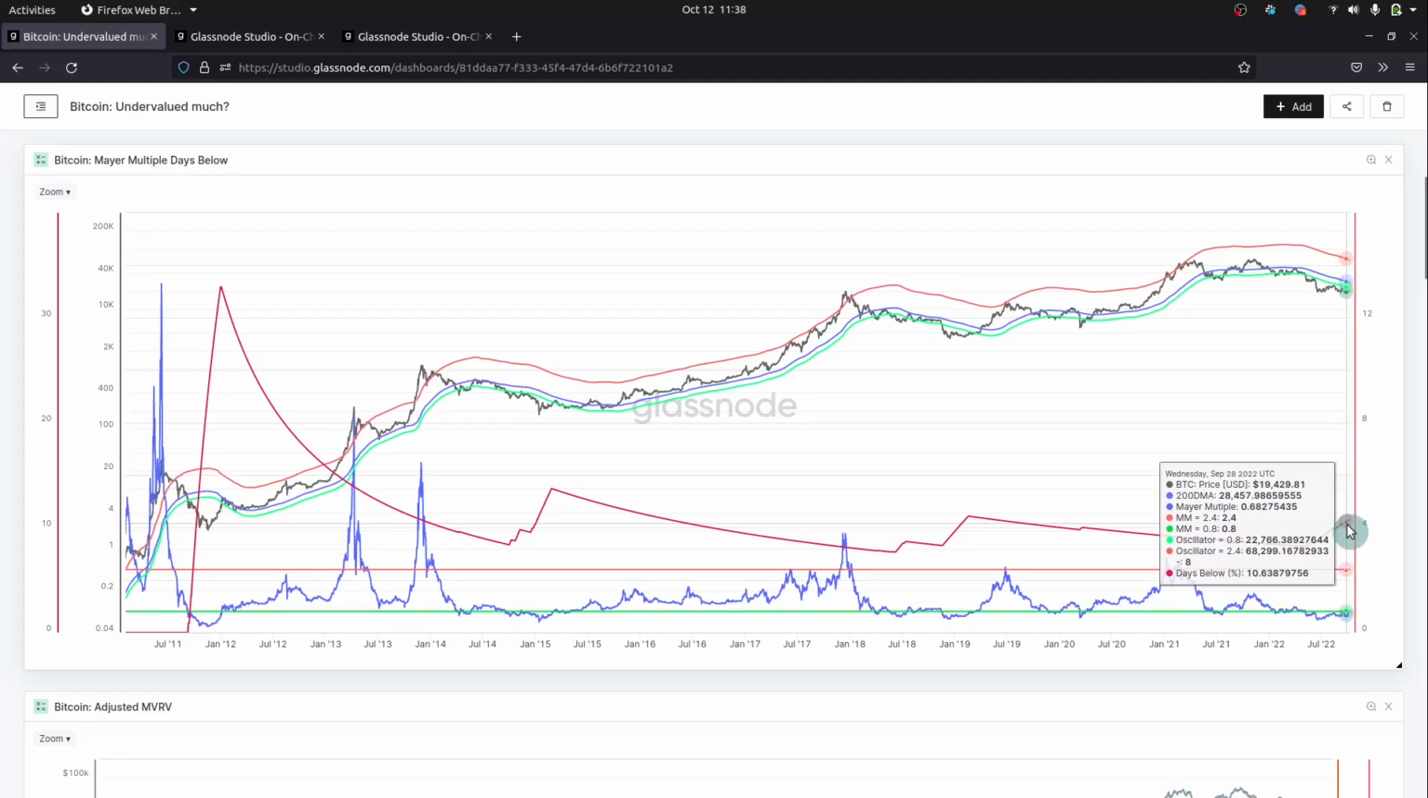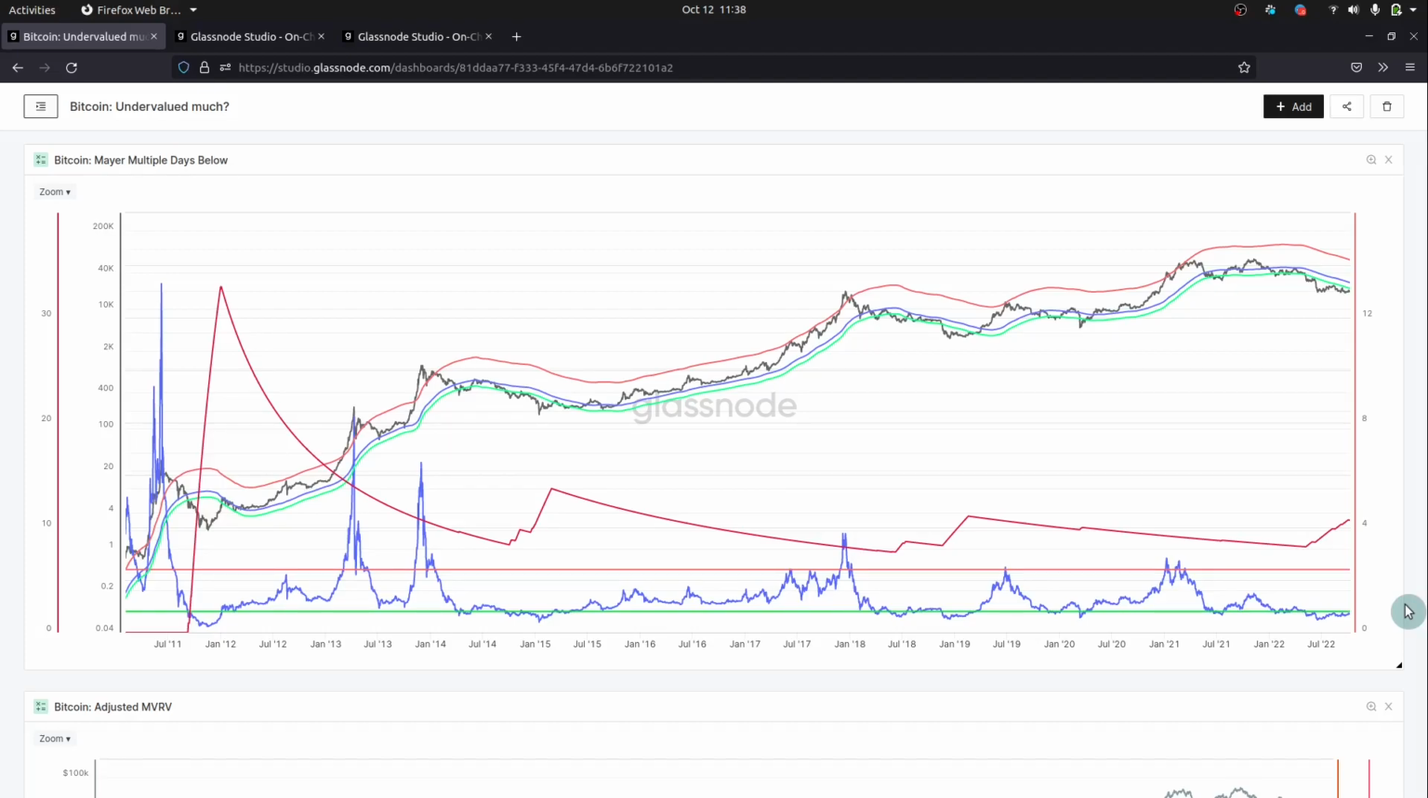Now, we have been under this level for 10.6%. So we have been at a worse condition for 10% of Bitcoin's life, which basically means that 90% of Bitcoin's life is in a more superior position.